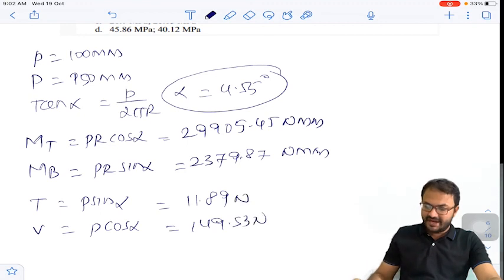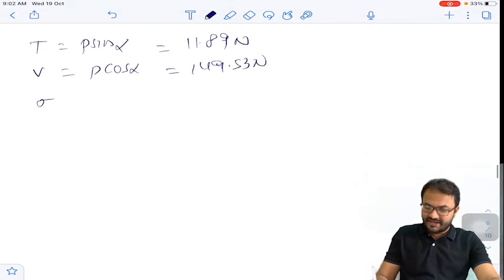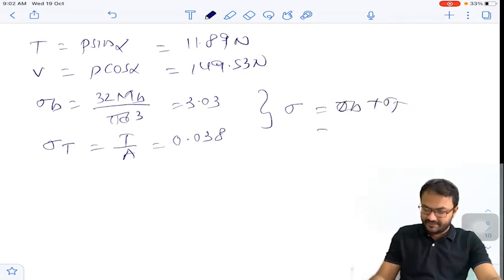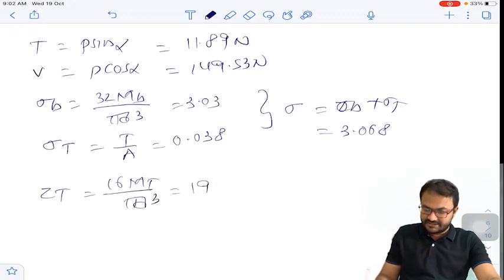11.19, 149.53 Newton. And bending stress, sigma B is equal to 32 MB divided by pi d cube. So you will get this value 3.03. And tensile stress, sigma T is equal to T by A. So it will be 0.038. Total summation sigma is equal to sigma b plus sigma t, it will be 3.068, and tau t is equal to 16 mt divided by pi d cube, so it is 19.03 MPa.